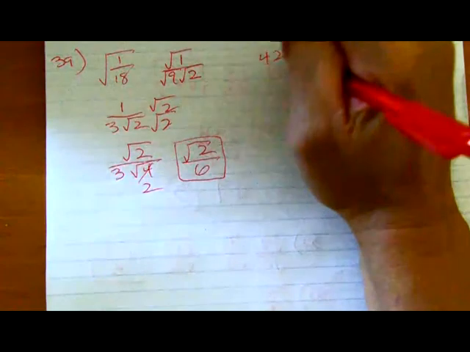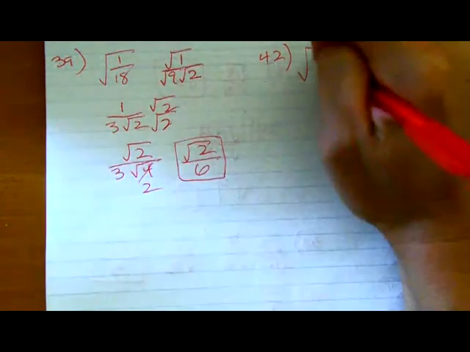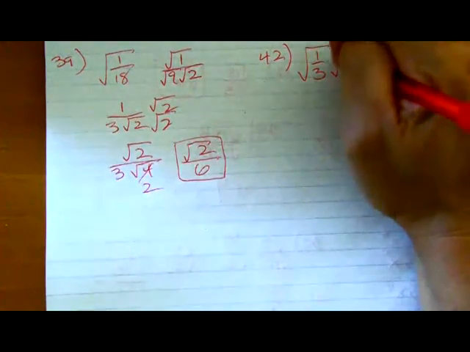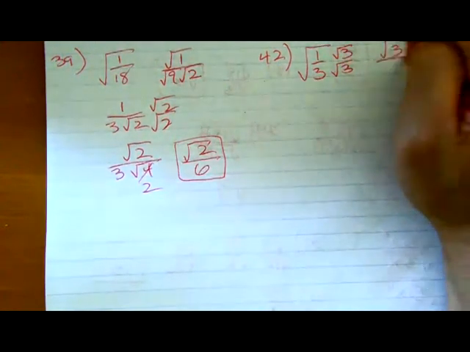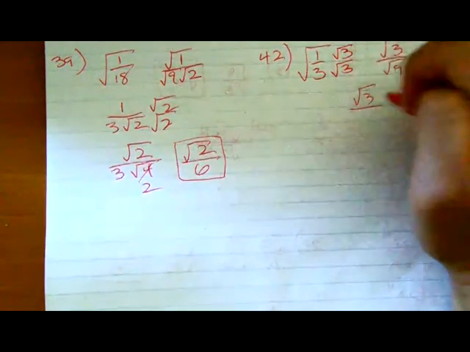42. 42 says square root of 1/3. We're going to rationalize the denominator. Multiply top and bottom by radical 3. This is radical 3 over radical 9, and that would be radical 3 over 3.